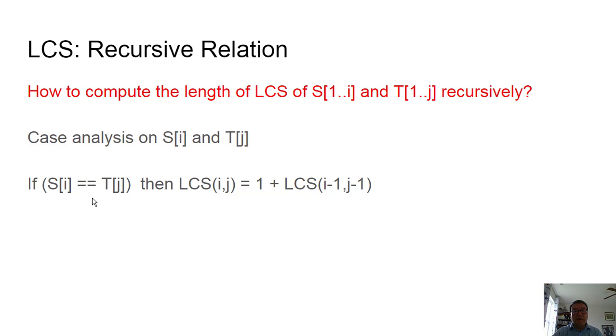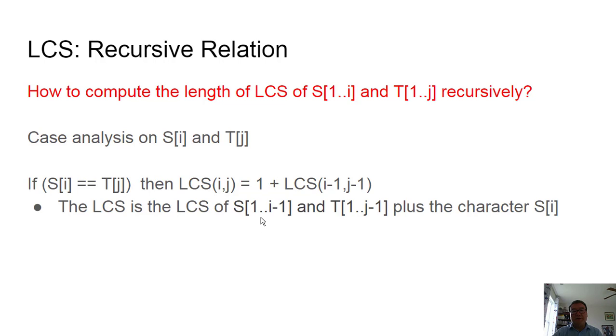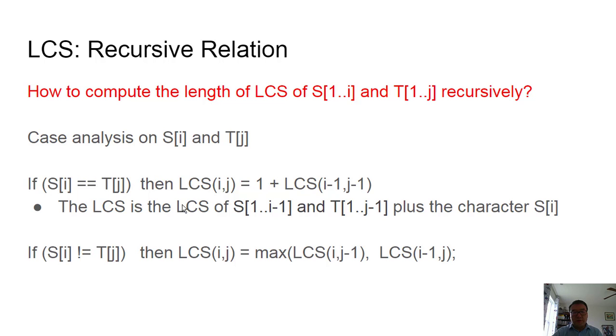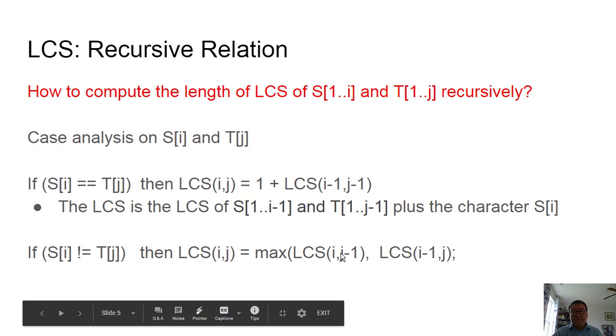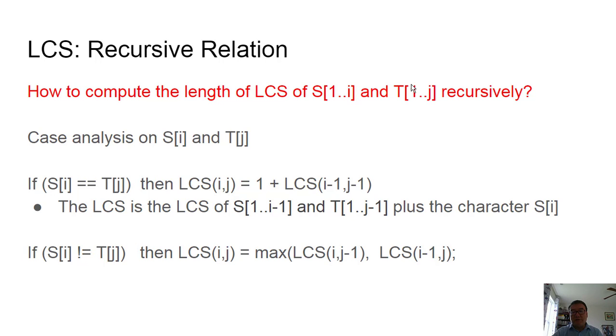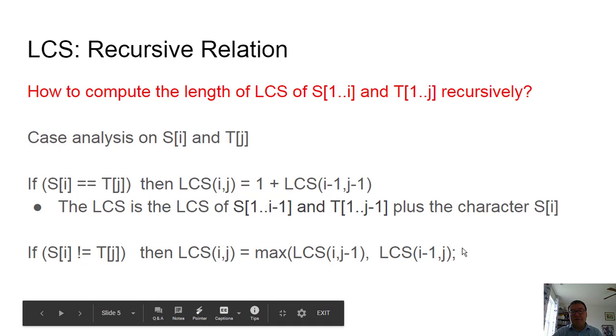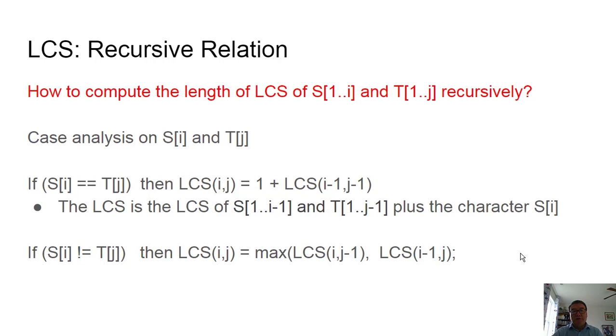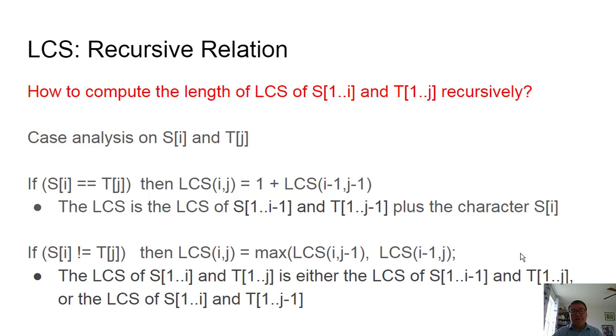Now the other case is when they're not equal. When they're not equal, then these don't match. So I need to consider two possibilities. One is s going to i minus 1 matched with t going to j, the previous case. The other is s going to i matched with t going to j minus 1. So when they're not equal, the longest common subsequence has to be one of these two subcases. That's how we solve this with the recursive relation.